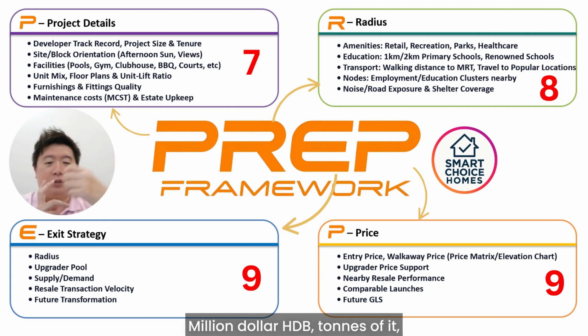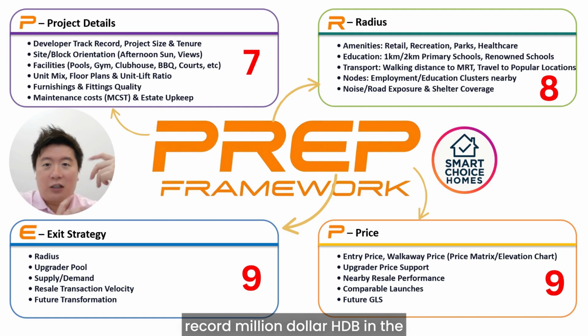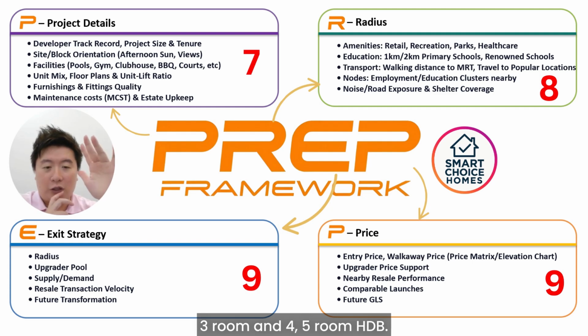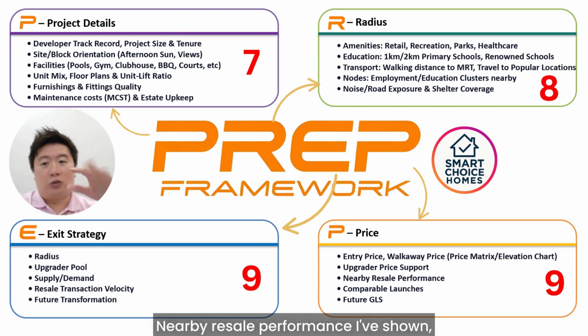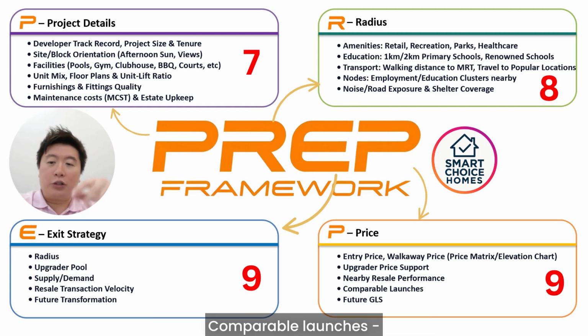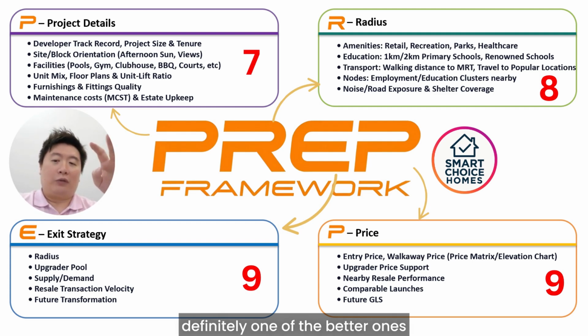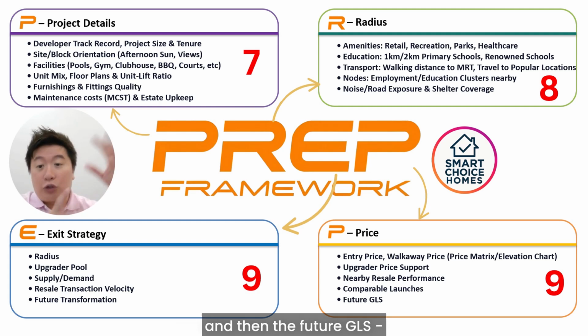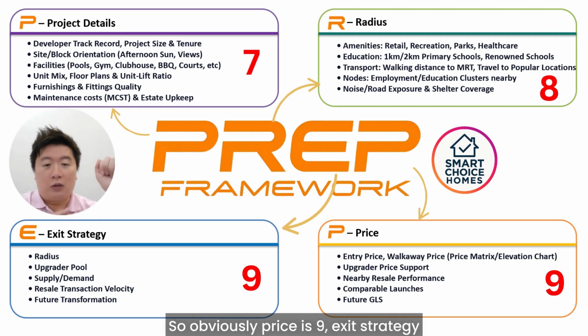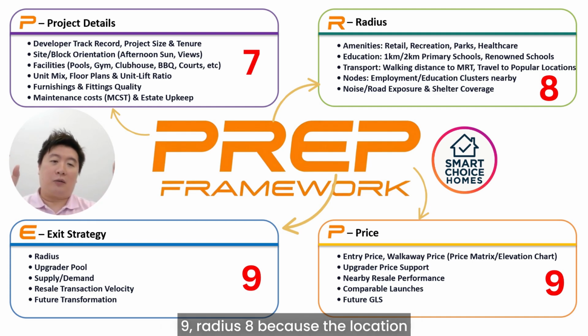$1 million HDB, tons of it. Record $1 million HDB in the entire Singapore for that matter, 3 room and 5 room HDB. Nearby resale performance I've shown, analyzed, is good. Comparable launches I'll talk about in future videos. As we talk about all the different launches, we'll compare Penrith as well. But not to worry, Penrith is definitely one of the better ones. And then the future GLS, I will share the prices. So obviously, price is 9, exit strategy 9, radius 8.